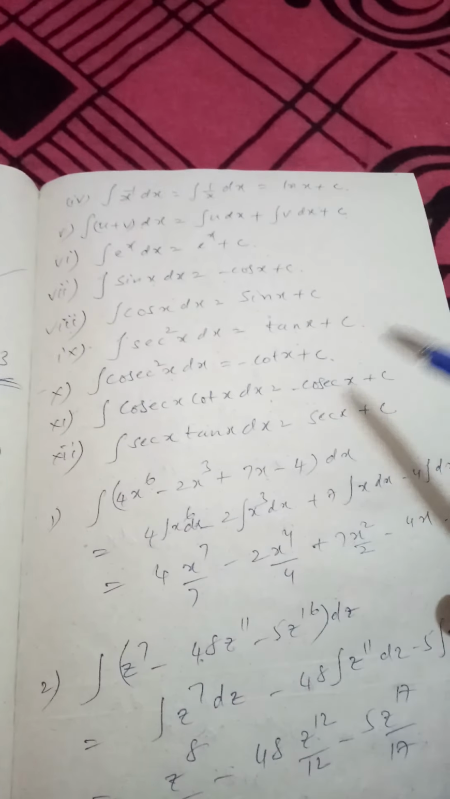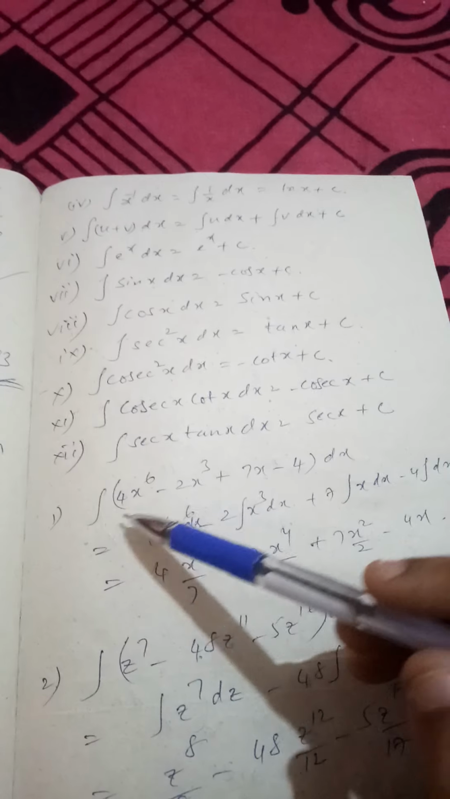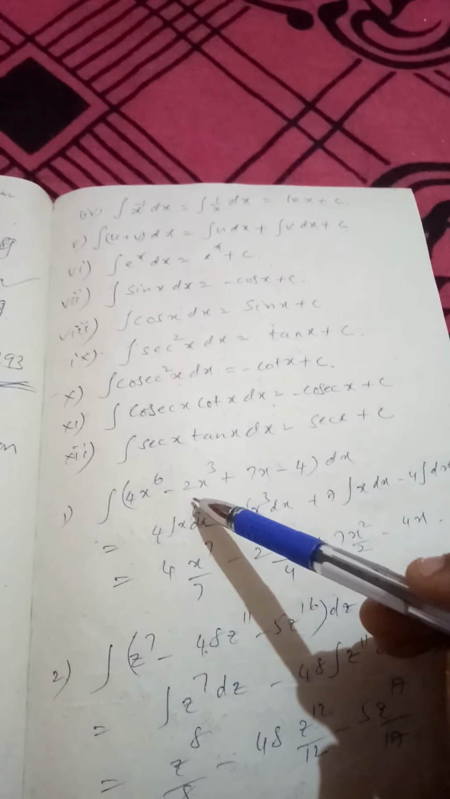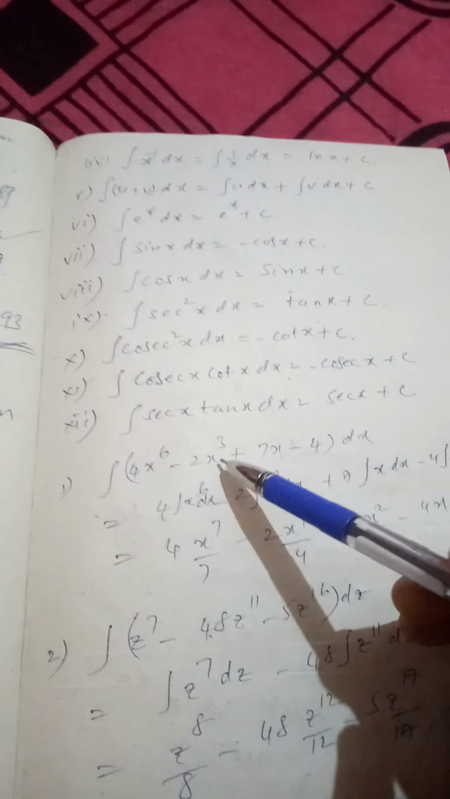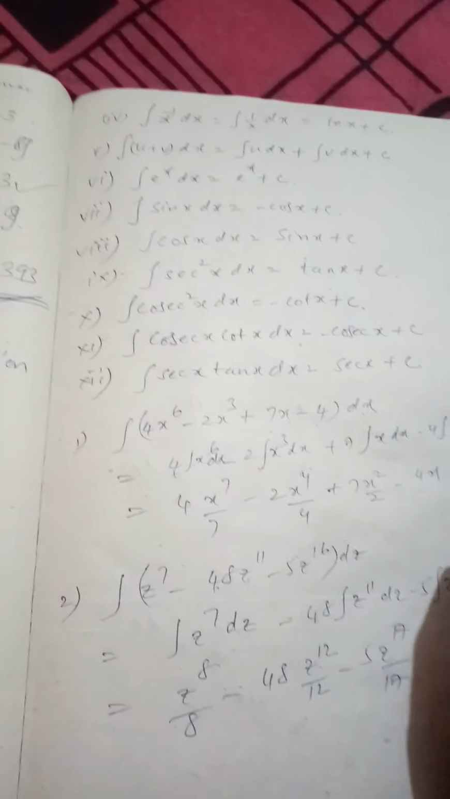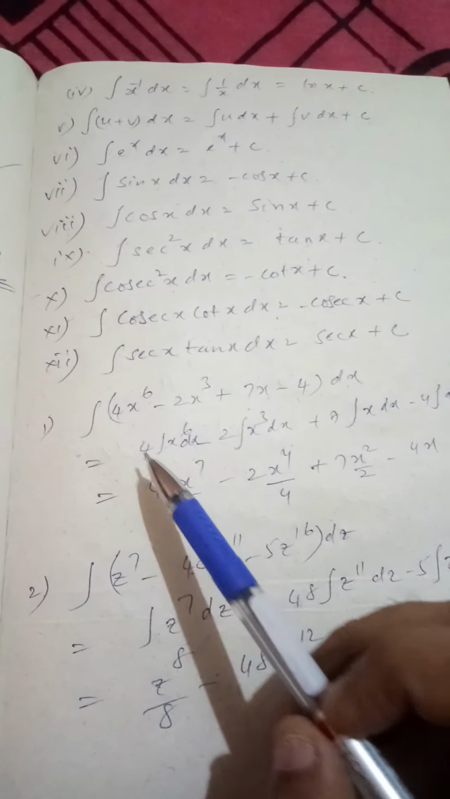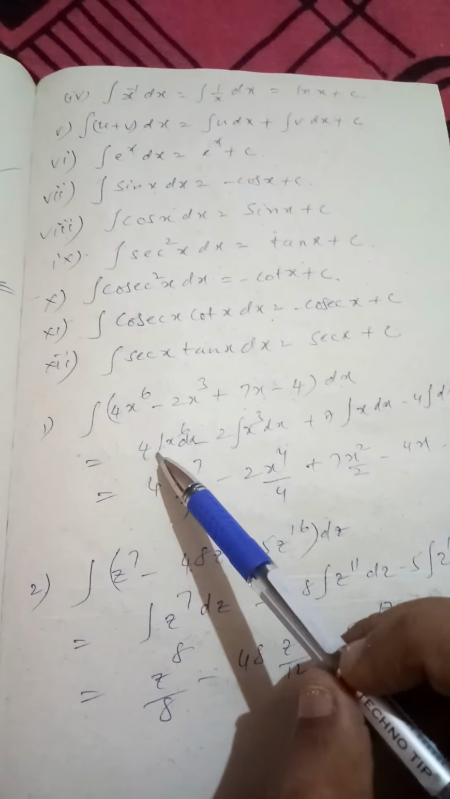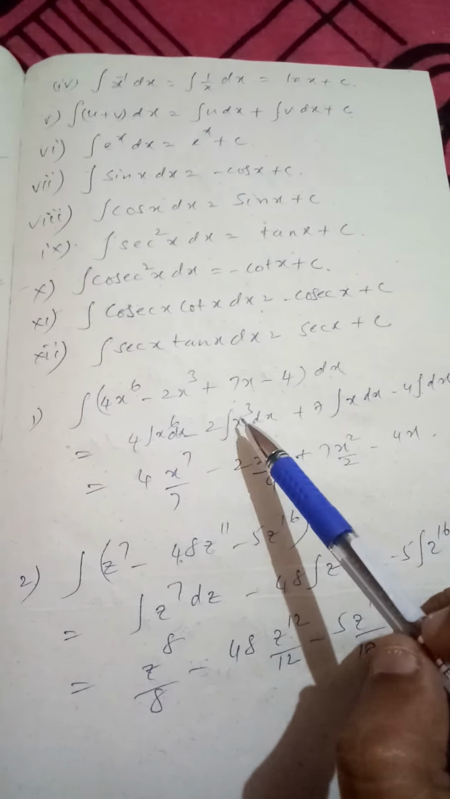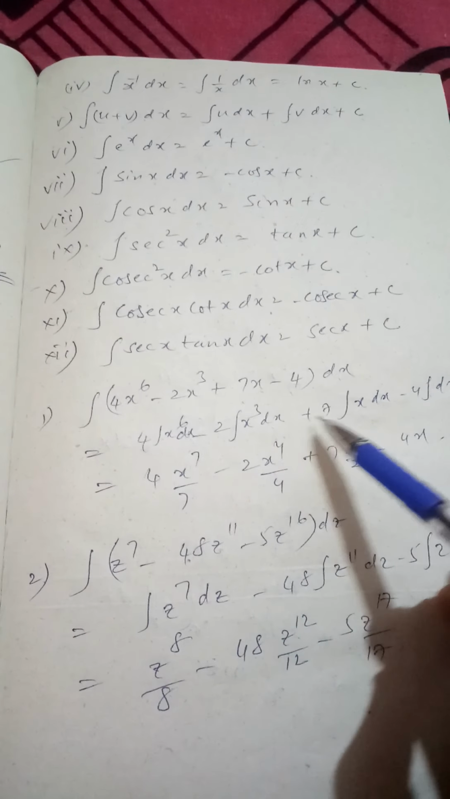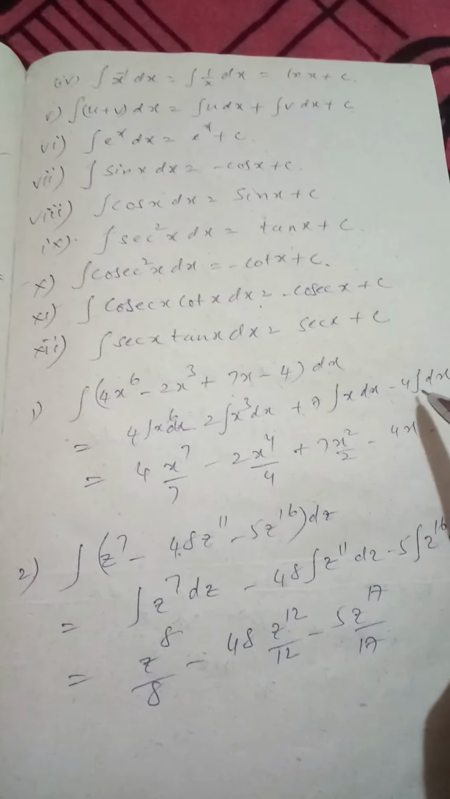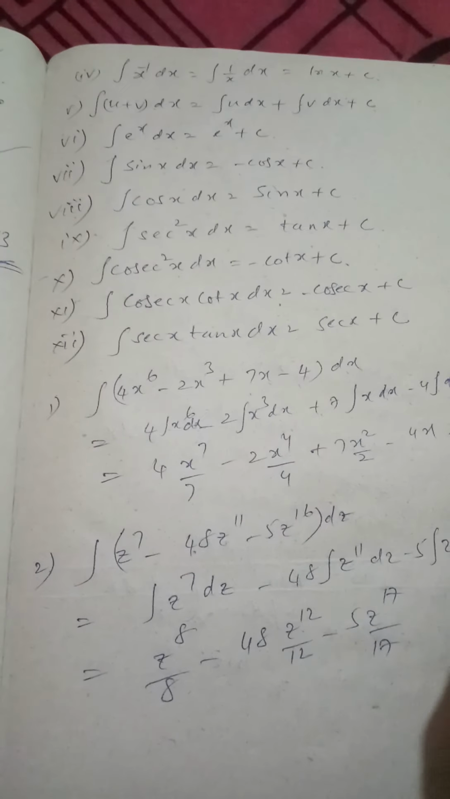Let us see some basic numericals to apply the concept of integration. Integration of 4x^6 minus 2x^3 plus 7x minus 4 dx. So we need to open the brackets here. Because 4 is a constant, we write 4 into integration of x^6 dx minus 2 into integration of x^3 dx plus 7 into integration of x dx minus 4 into integration of dx.